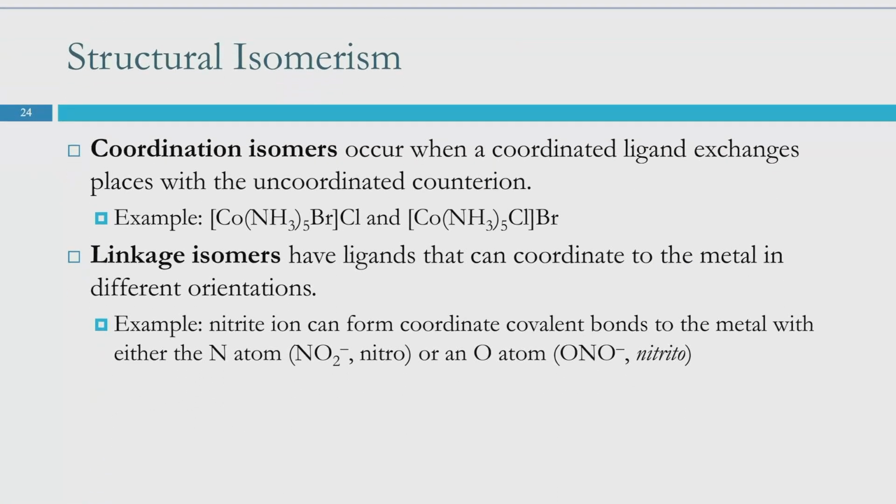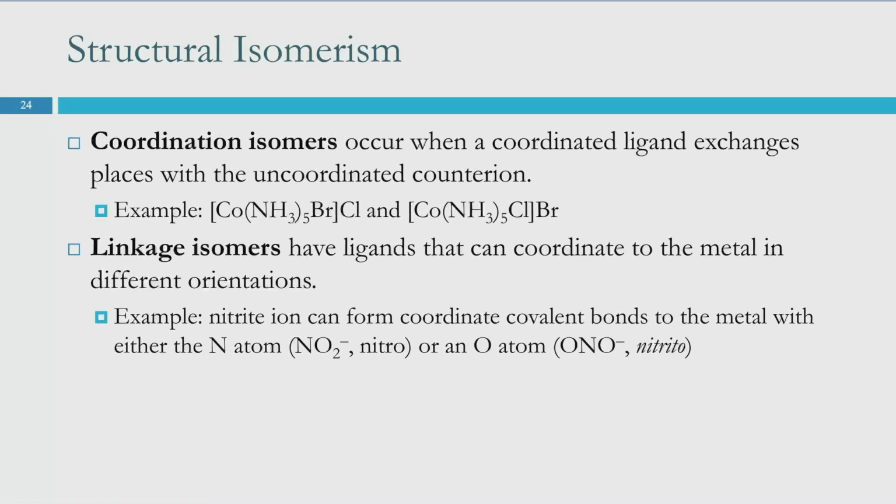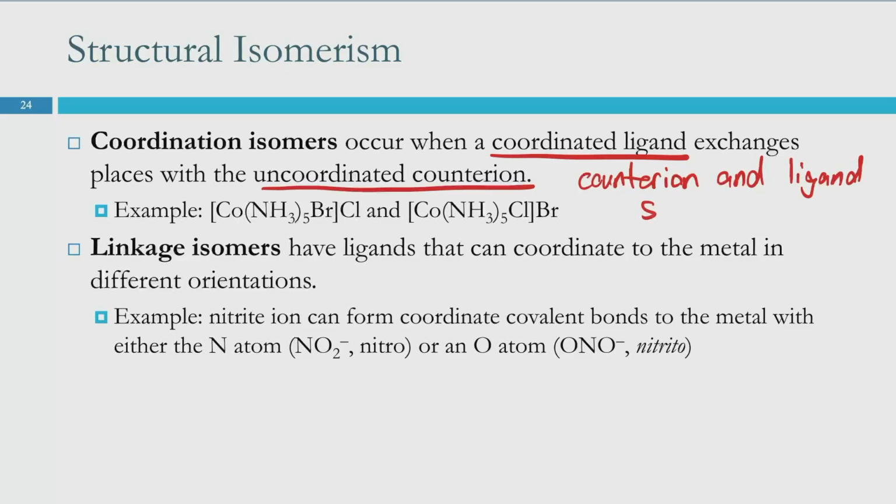Okay, we can have some structural isomerism, so changing the connectivity. A coordination isomer is when a coordinated ligand exchanges place with an uncoordinated counter ion. So our counter ion and ligand swap. In our example, in this left compound, we've got a bromine that's a ligand and a chlorine that's a counter ion, and they swap places. So the bromide is now the counter ion and the chloride, or the chloro group, is now the ligand. It's the same formula, it's the same number of atoms, but we've swapped two of the pieces. So the counter ion, instead of being outside, is now inside, and the bromide is outside.